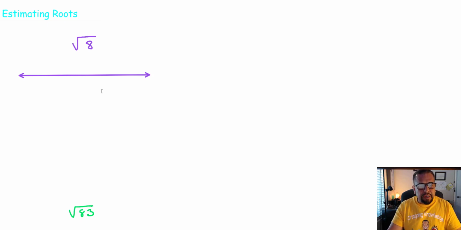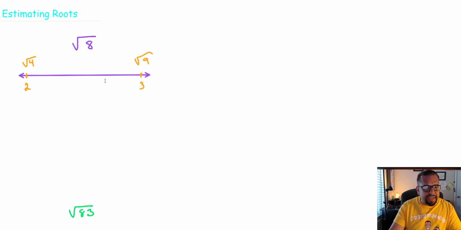So therefore, the square root of 9 is 3, and the square root of 4 is 2. So that means that the square root of 8 is in between 2 and 3.